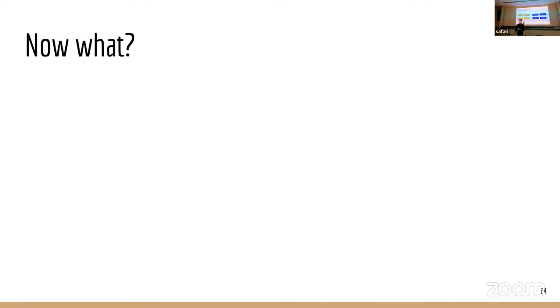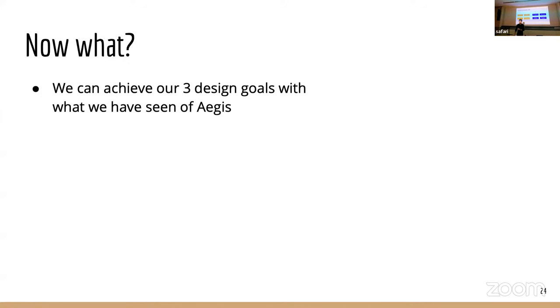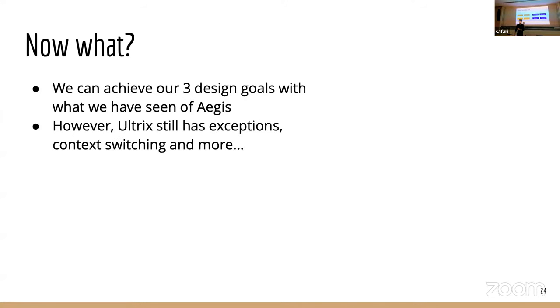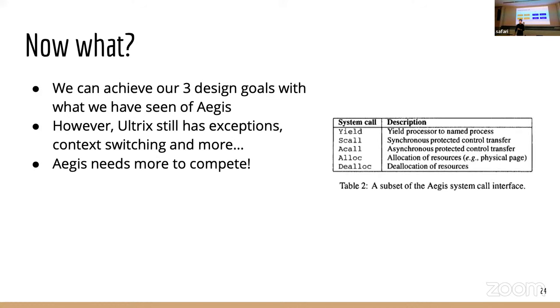So far, we have seen that we can achieve our three design goals with what we have seen of IGES: these secure bindings, our network filter, and these ASHs. But Ultrix, the mature Unix OS, still has exceptions, context switching, and much more. And IGES does need more to be a viable operating system.